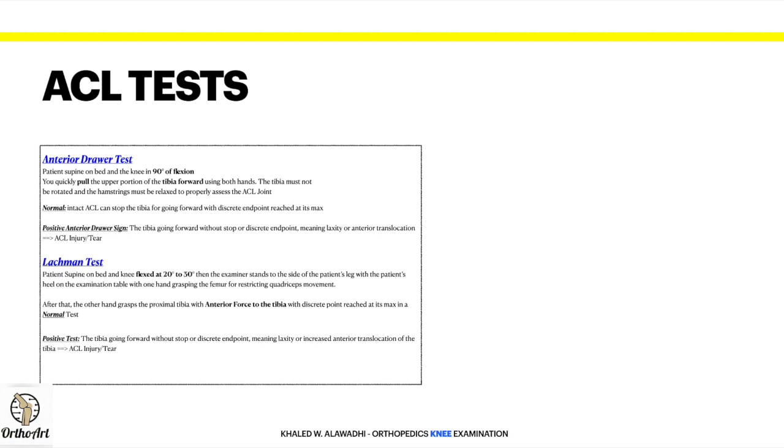In all specialties, you ask the patient to relax. You make sure they do not get tense, because some of the movements can be uncomfortable to the patient, so you ask the patient to relax and reassure him. Normally the ACL prevents the tibia from going forward as it reaches a discrete endpoint. A positive sign is when the tibia goes forward without a stop or discrete endpoint, meaning laxity or anterior translocation, or ACL injury or tear, as shown earlier in the injury of the footballer who had it.